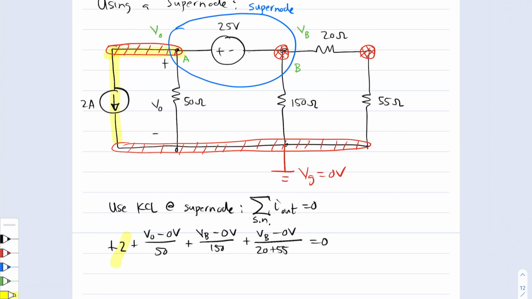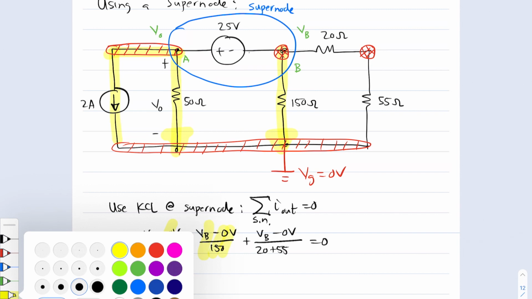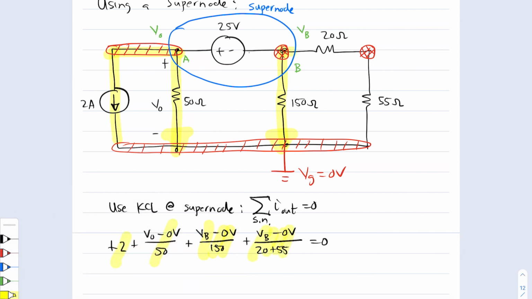Right? So this current is flowing out of the supernode like this. This current is flowing out of the supernode like that. This current is flowing out of the supernode down like that. And then lastly, this current is flowing out of the supernode down to the ground node like that. So we added up all of the currents flowing out of that supernode.